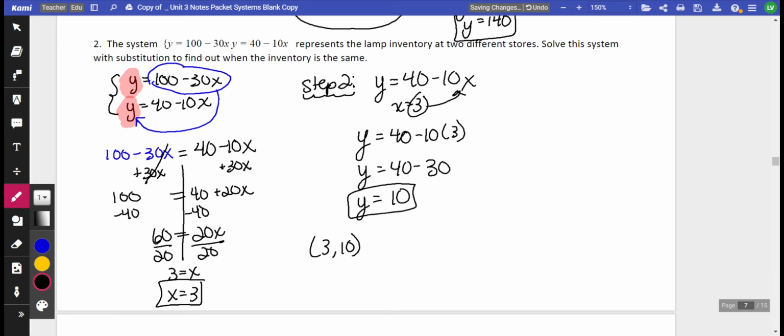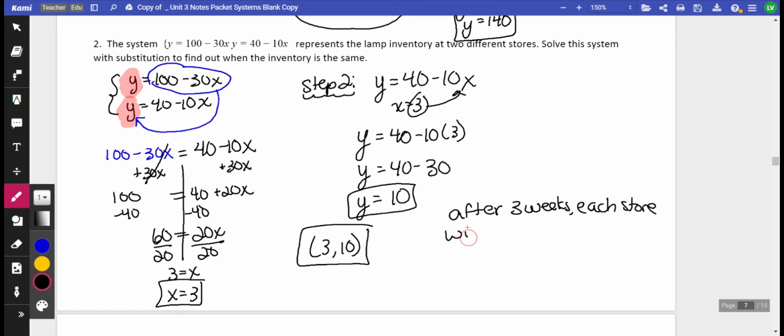Now, we need to go back and explain that because it says, solve the system with substitution to find out when the inventory is the same. Well, 3 comma 10, so that means after 3 weeks, each store will have 10 lamps left.